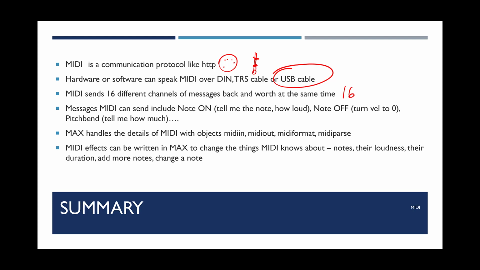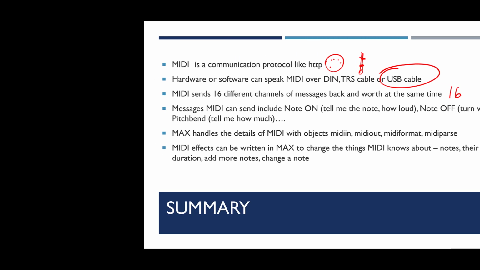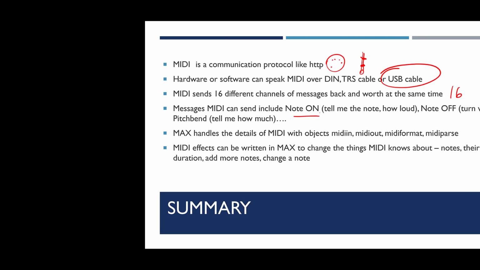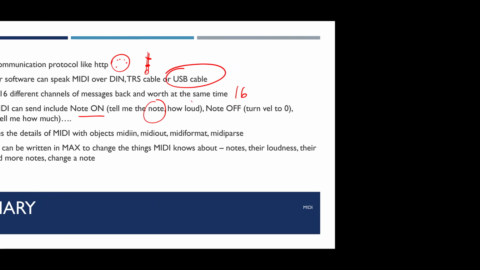So the messages tell things like, turn on this note on a certain channel, turn it on, and you tell the note and you tell how loud you want it to be played. There's another message. That was message 8, remember? There's message 9. Turn off that note. Knock it off. That's how it's played long enough.